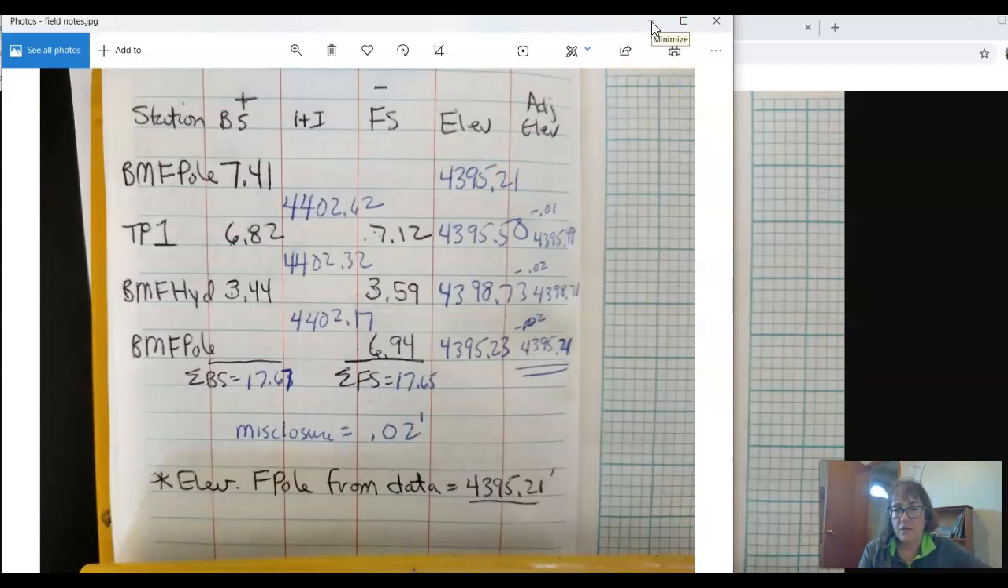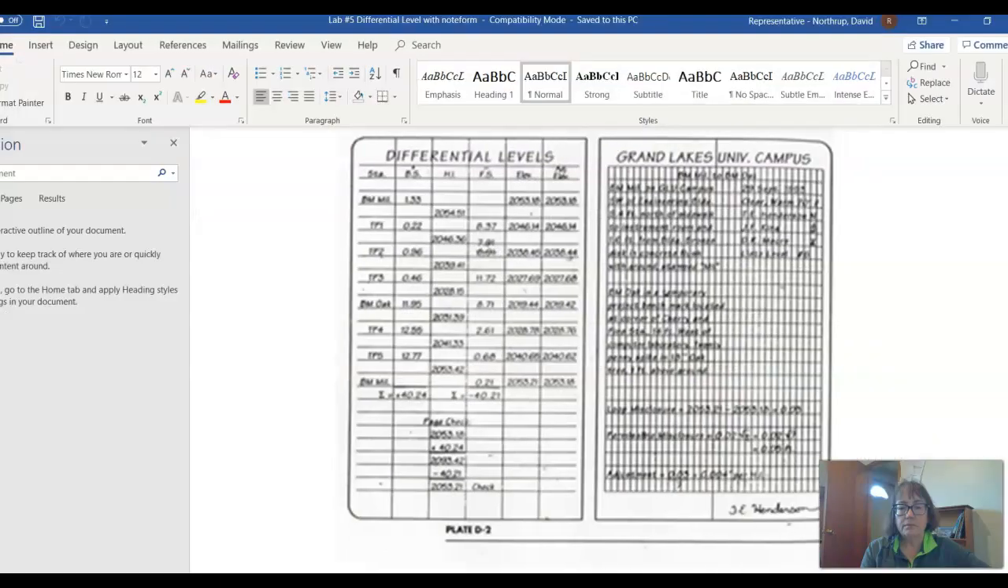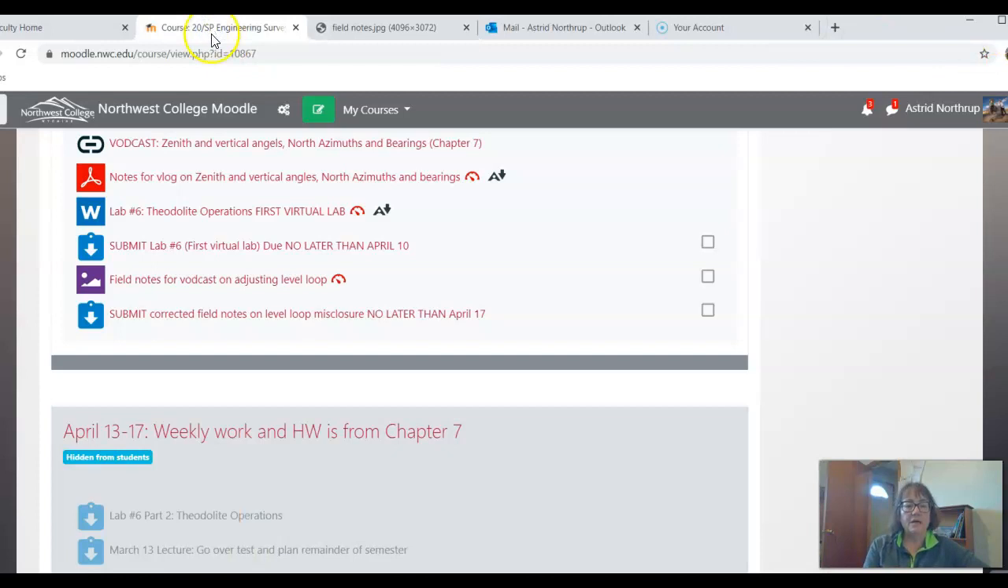You have my work, and you also have from your notes the lab procedure that shows you how to do this as well. And on our Moodle page, you'll see that we have the Submit the Corrected Field notebook, and that's what you'll do. Just take your notes and do the same thing that I have done, using this and the vodcast, which will be here as well.